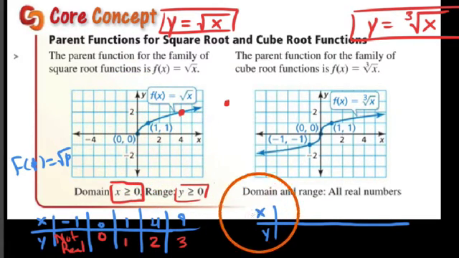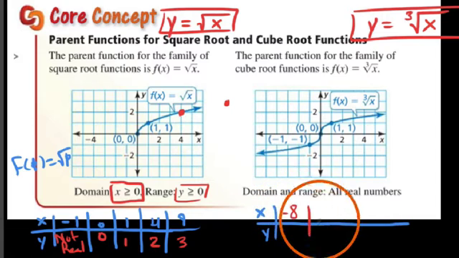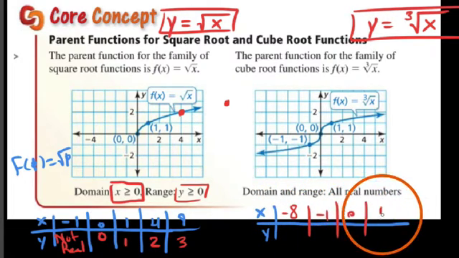Okay, so for the cube root graph, what we're going to do here is plug in negative 8, negative 1, 0, 1, and 8.